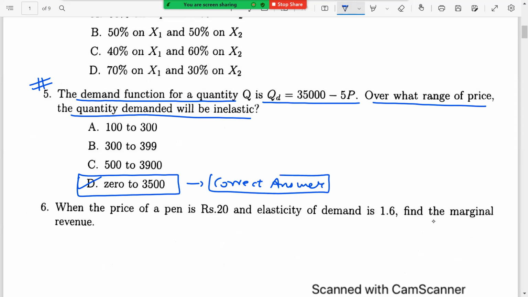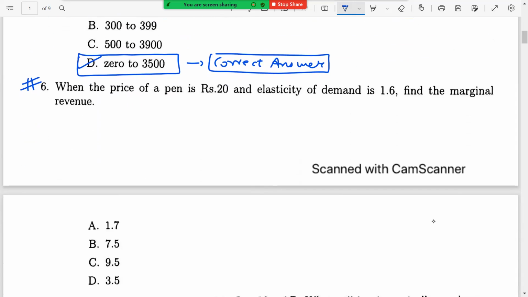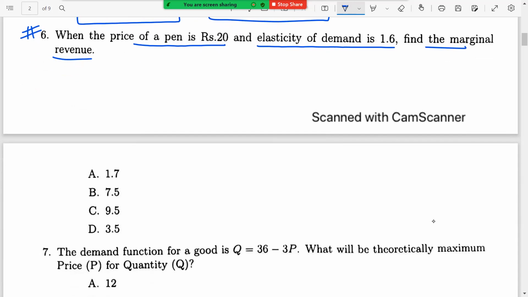Let's look at question number 6. When the price of a pen is ₹20 and the elasticity of demand is 1.6 in absolute terms, find the marginal revenue. Again, very simple. Let's come to the whiteboard and solve.